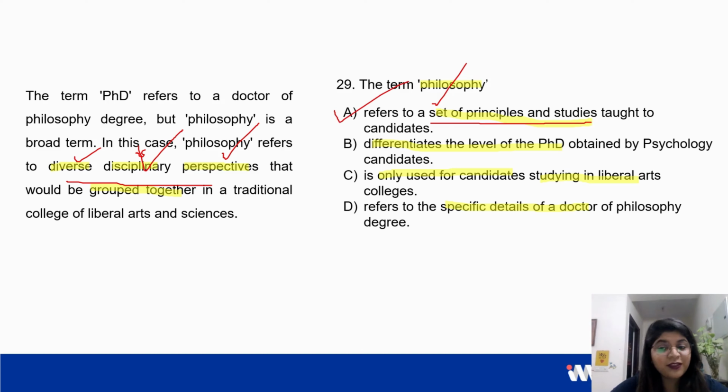But don't forget to run the process of elimination. Quickly read out the other keywords that we have highlighted. Is it differentiating the level of PhD? No. It is only used for candidates studying in liberal arts in colleges? No. Does it refer to the specific details of doctor? No. The only thing mentioned is the diverse disciplinary perspectives. So we mark the answer A.